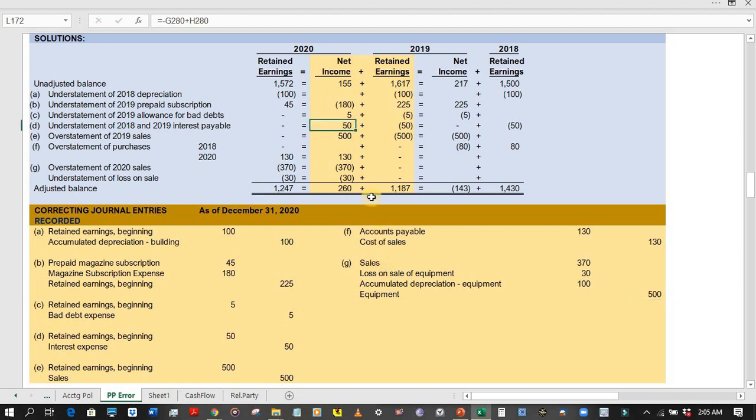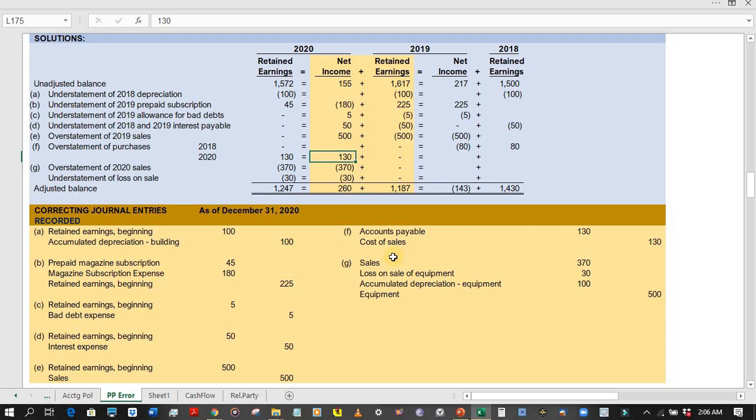So take note that if both net income and retained earnings have a similar amount of adjustment, the accounts to be used in the journal entry are retained earnings to adjust the retained earnings and a nominal account in order to adjust the net income. However, if the adjustments in the two columns are not equal, the remaining account to be used is either an asset or liability in order to balance the journal entry. So that is applicable to letter A, letter B, letter F, and letter G.